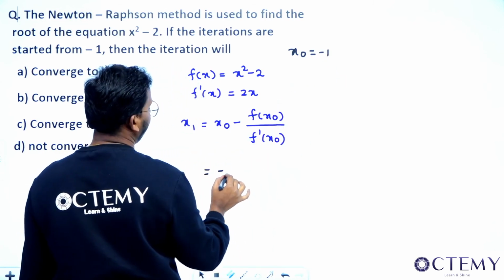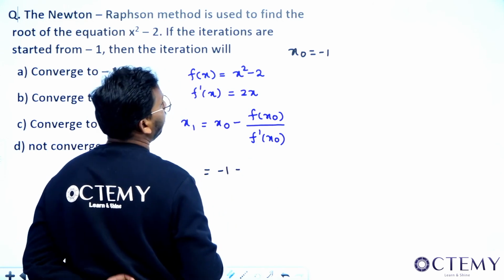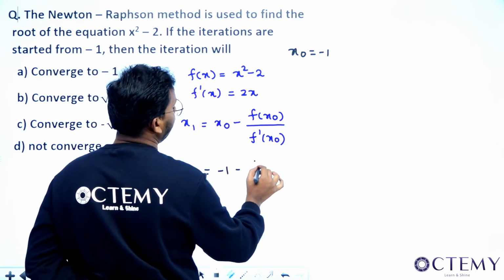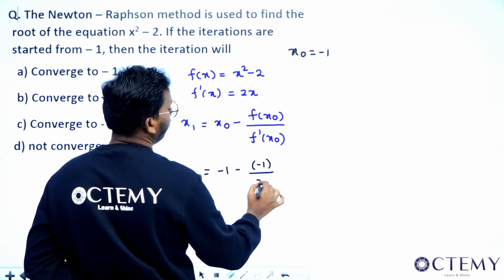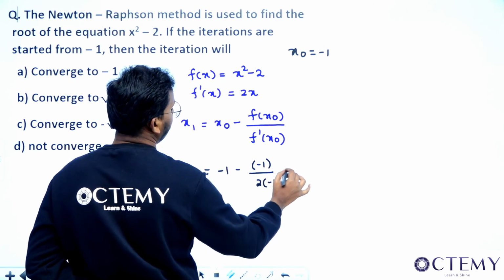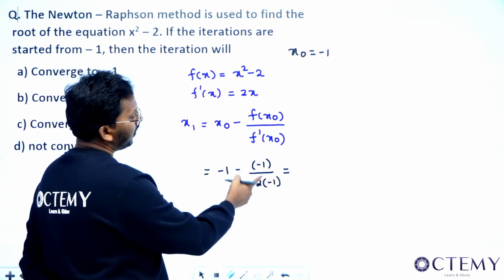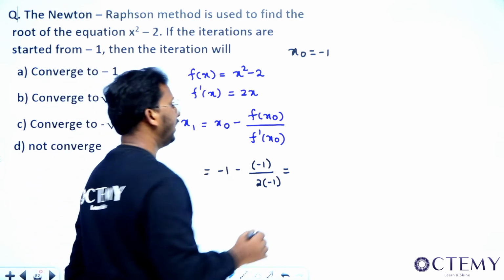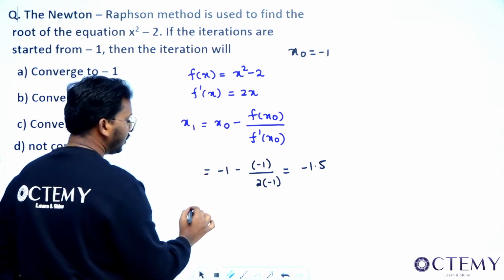So this will become minus 1 minus, this will become what, sir? 1 minus 1 square is 1. 1 minus 2 is minus 1 divided by, this is how much, sir? This is 2 into minus 1. So this will become minus 1 and minus 0.5. So minus 1.5. Now let us find x2, sir.